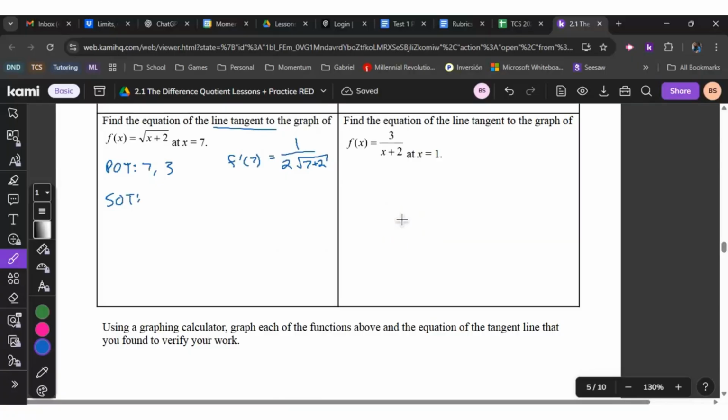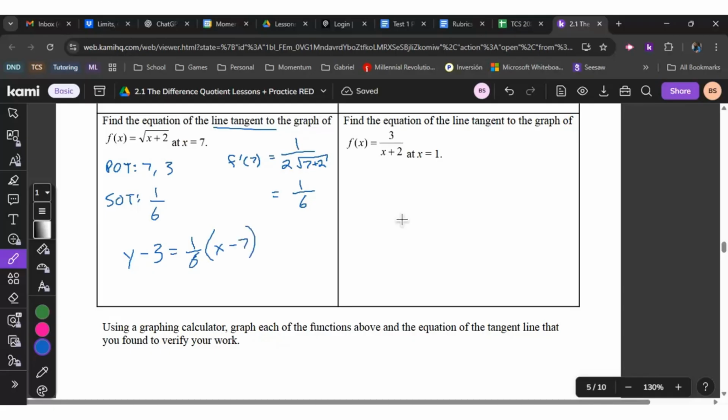Look, I need POT and SOT, always. Point of tangency, which is 7 and f of 7. I need the SOT, the slope of tangency, which is f prime of 7. So I plug in 7 into the derivative. 1 over 2 times the square root of 9, which is 1 over 2 times 3, which is 1 over 6. Once I have that, I write out my equation. Y minus y1, which is 3, sorry, equals 1/6, bracket, x minus 7.